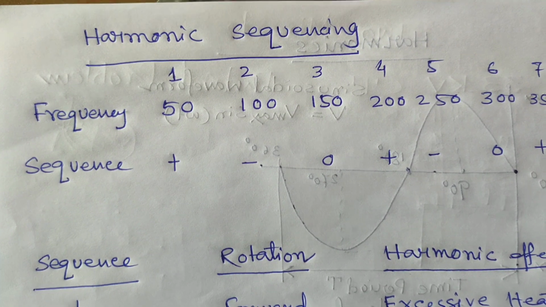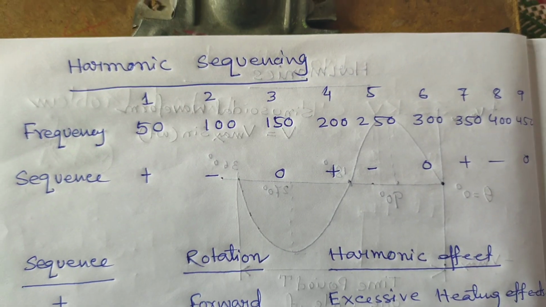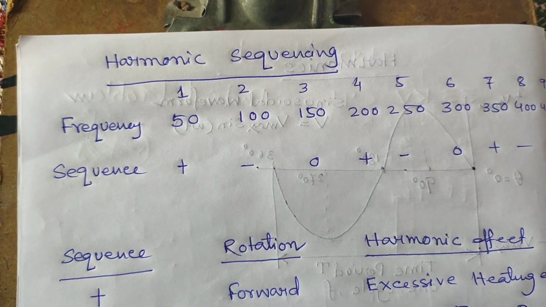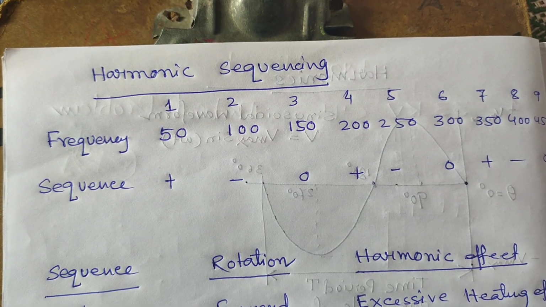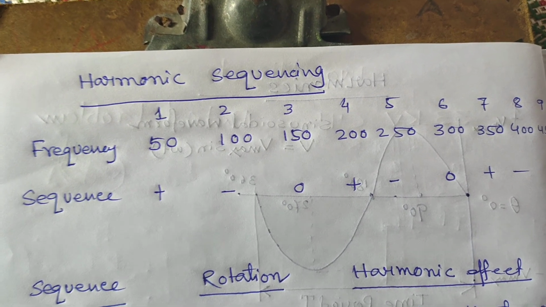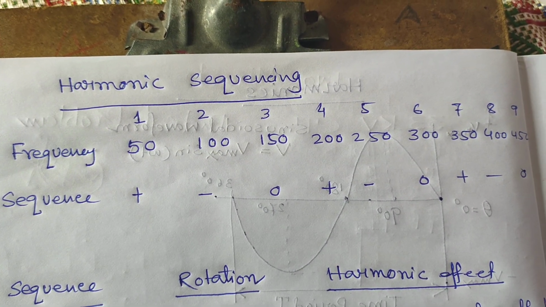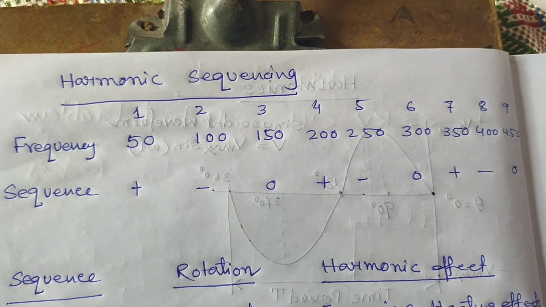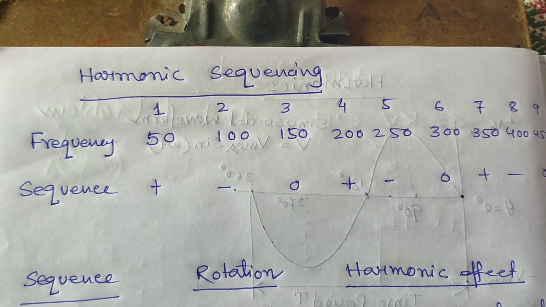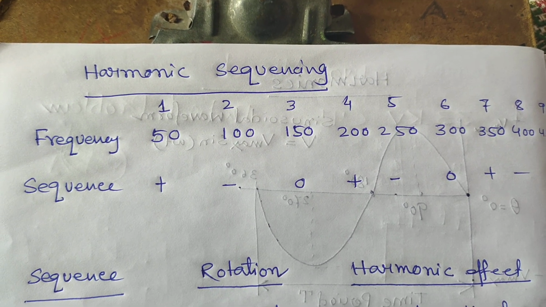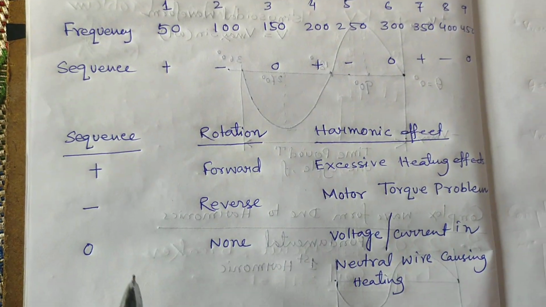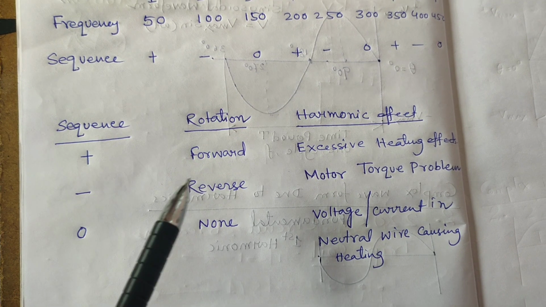The harmonic sequencing is also a most important factor during motor operation or any electrical machine operation. So harmonics have a frequency and a sequence. 50 Hz, then 100 Hz, 150 Hz, 200 Hz, 250 Hz, 300 Hz, 350 Hz, 400 Hz, 450 Hz. This is the frequency range, and the sequence is positive, negative, 0, positive, negative, 0, positive, negative, 0. This is the harmonic sequencing, and this sequence has a resultant harmonics effect.